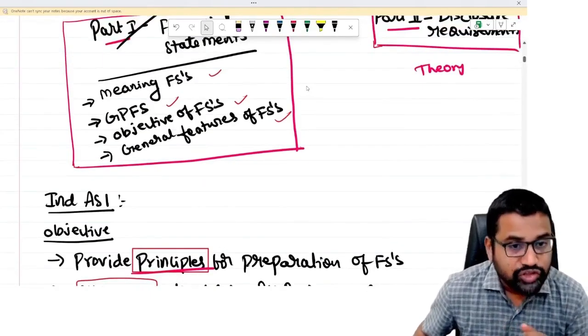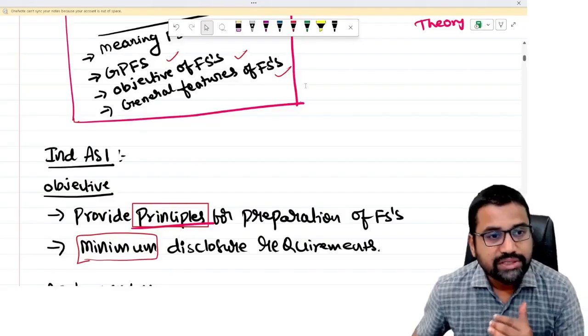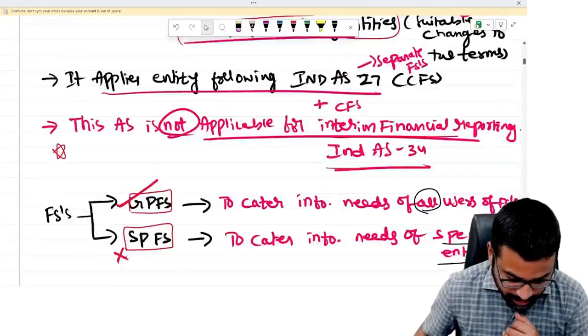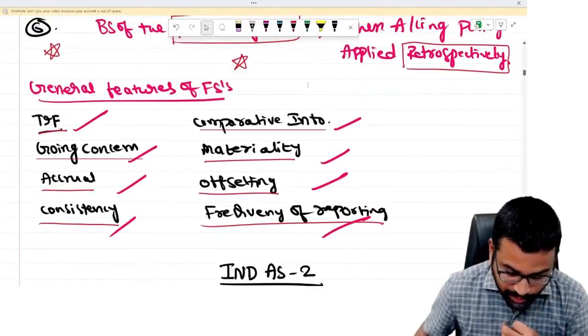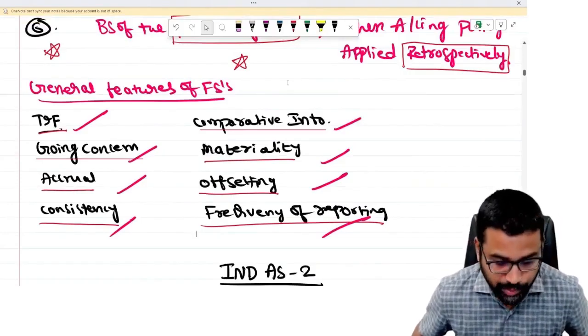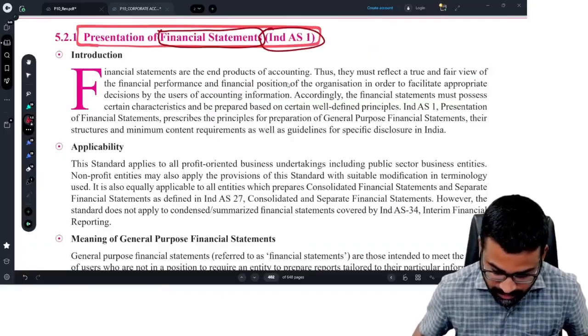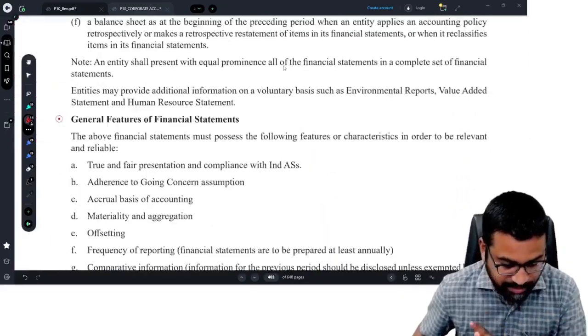Next, general features of financial statements. Just now we discussed. What are the general features of financial statements? So true and fair view, accrual concept, consistency concept, going concern concept, comparative information, materiality, offsetting, frequency of reporting. All these are general features of financial statements. See, if you read the standard, the entire standard I have covered as a summary.